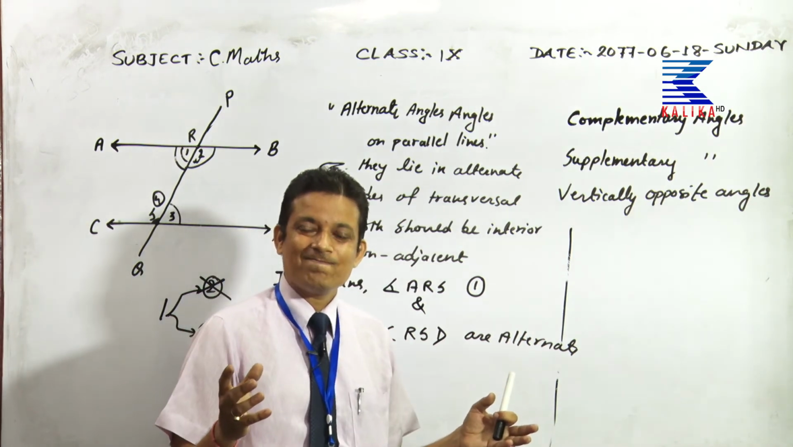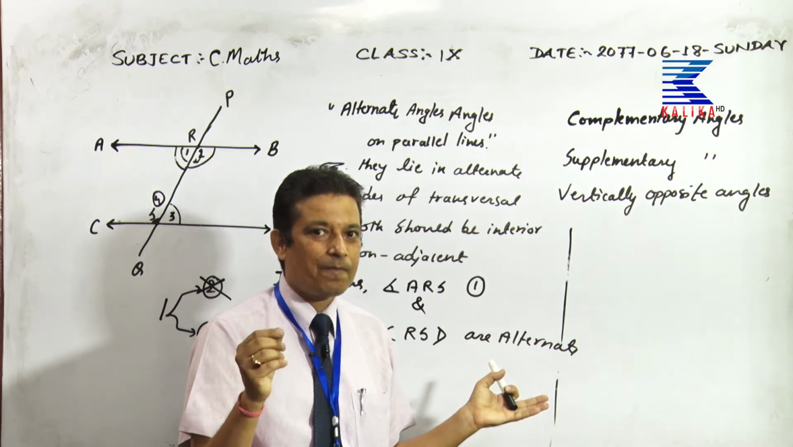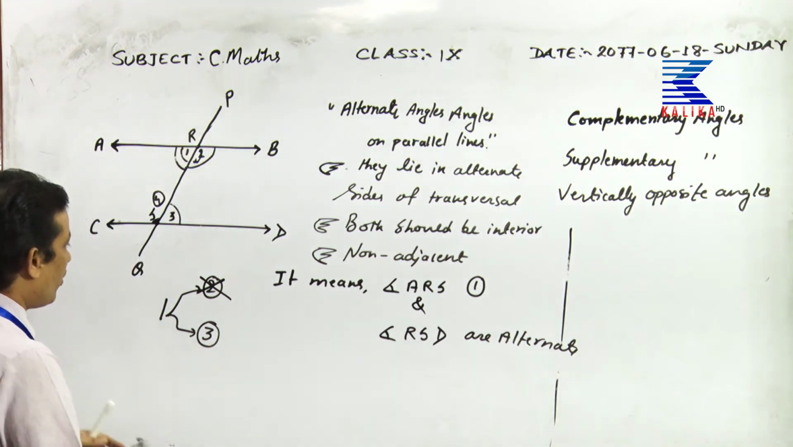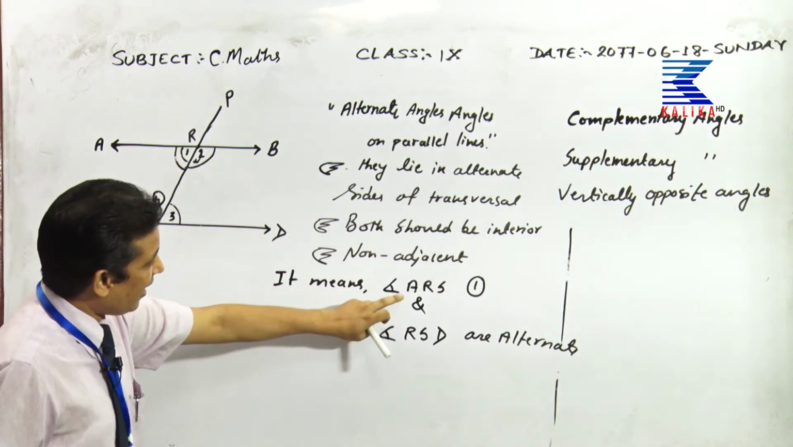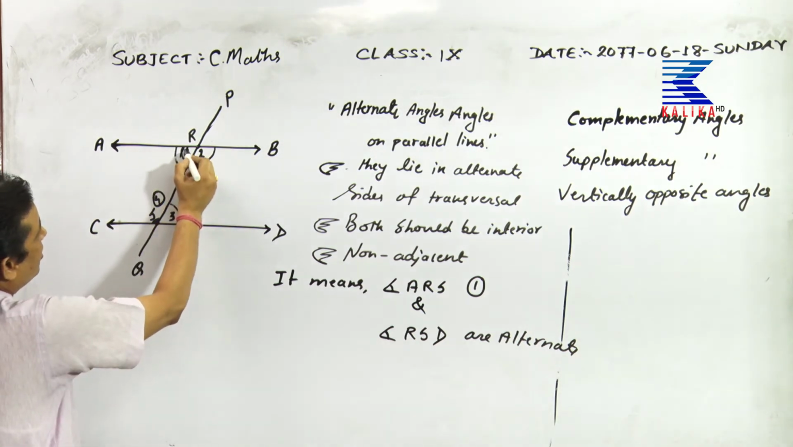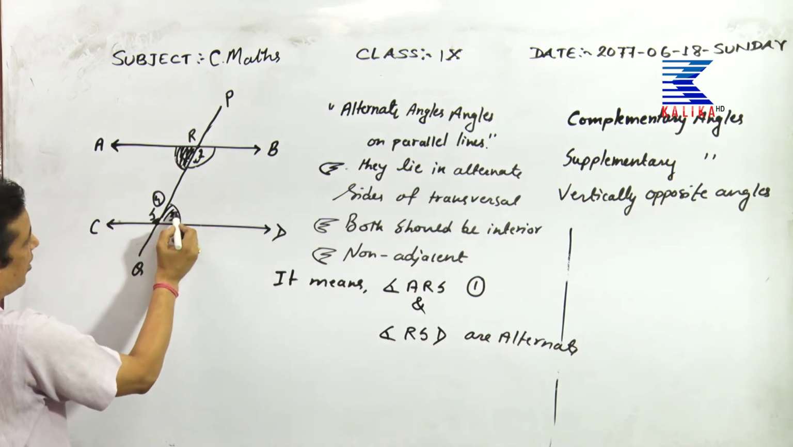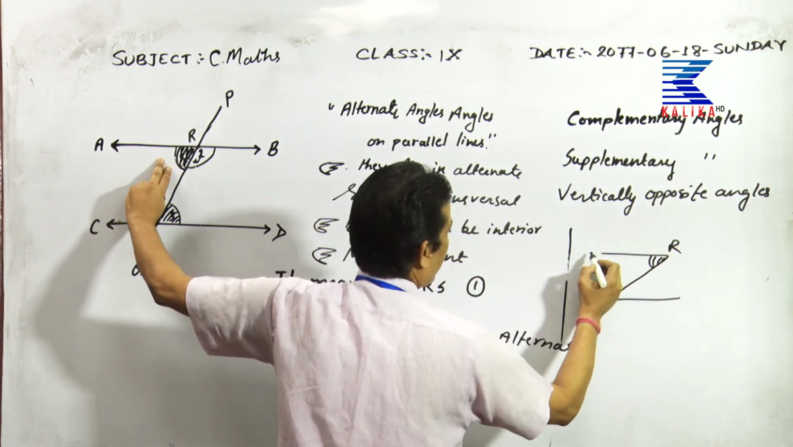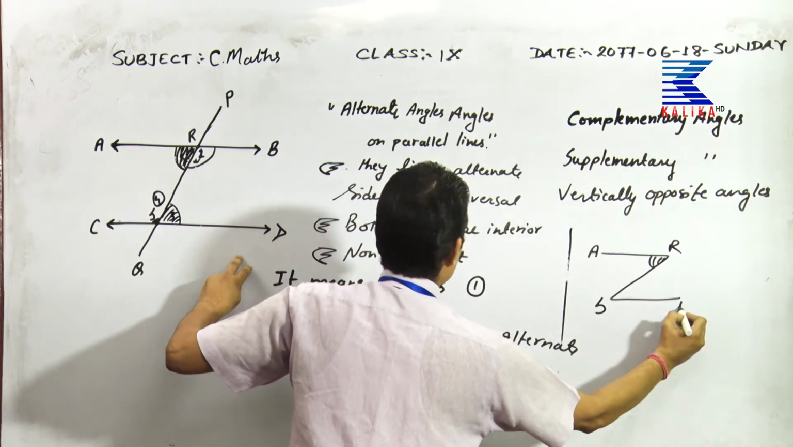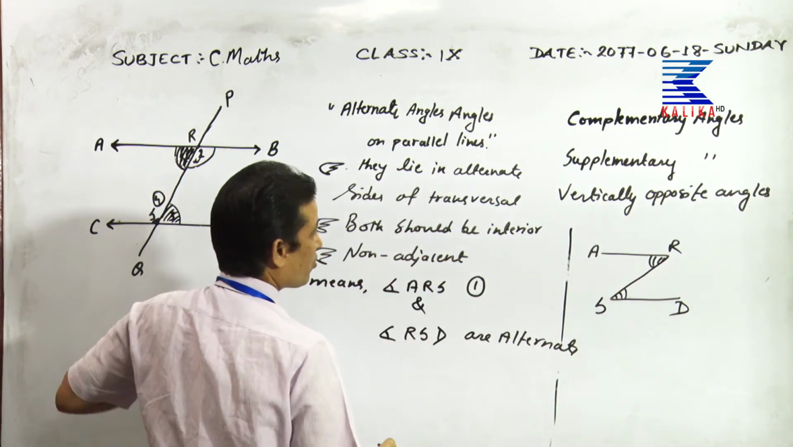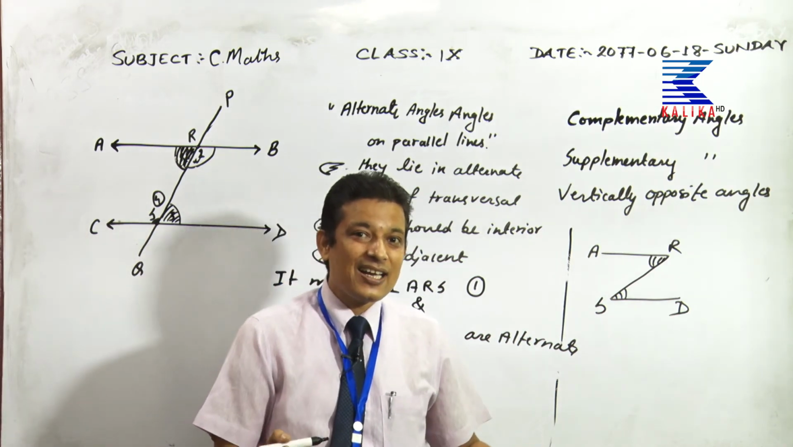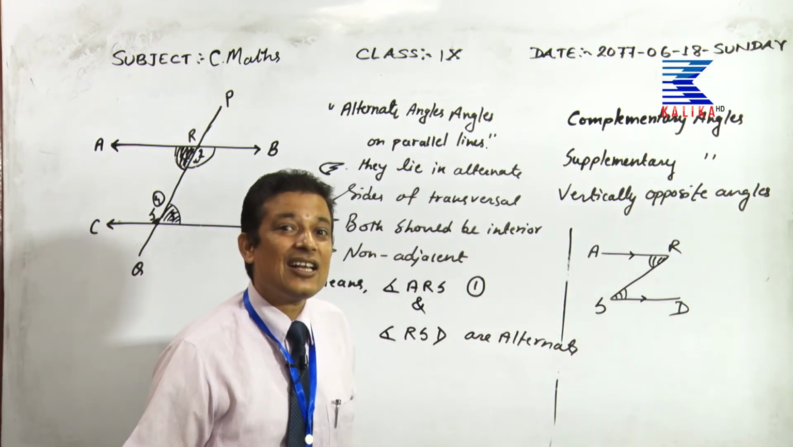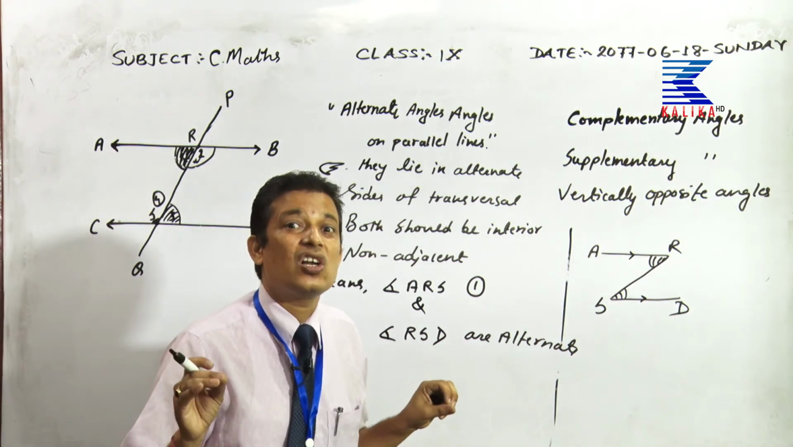Like corresponding angles, which we have completed, corresponding angles are F angles. Similarly, let us see for Z, for alternate angles as well. So, look here, one example I have taken, angle ARS, RSD. ARS, this angle, and RSD, this angle. Here is R, here is A, here is S, and here is D. Look, these two angles we have taken. So, with shape, like corresponding angles made F, similarly, here alternate angles are making Z. So, you remember that the angles which are made in Z are called alternate angles.